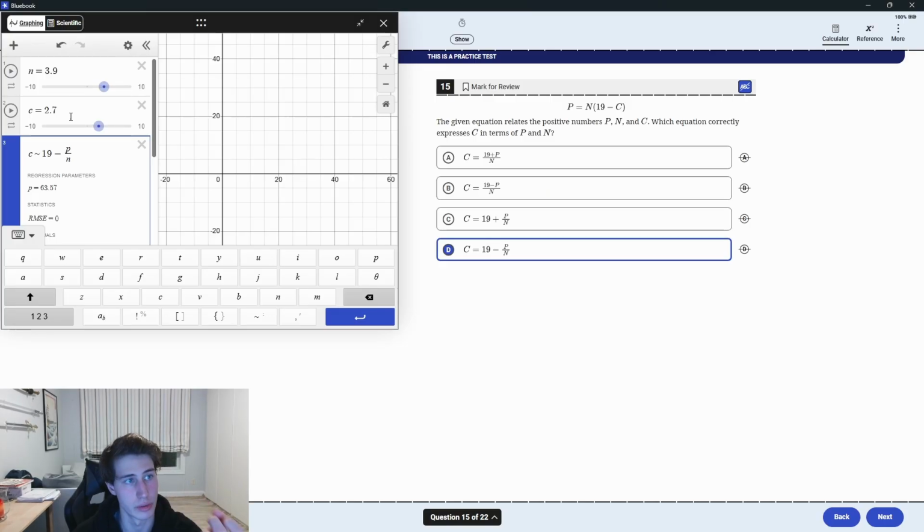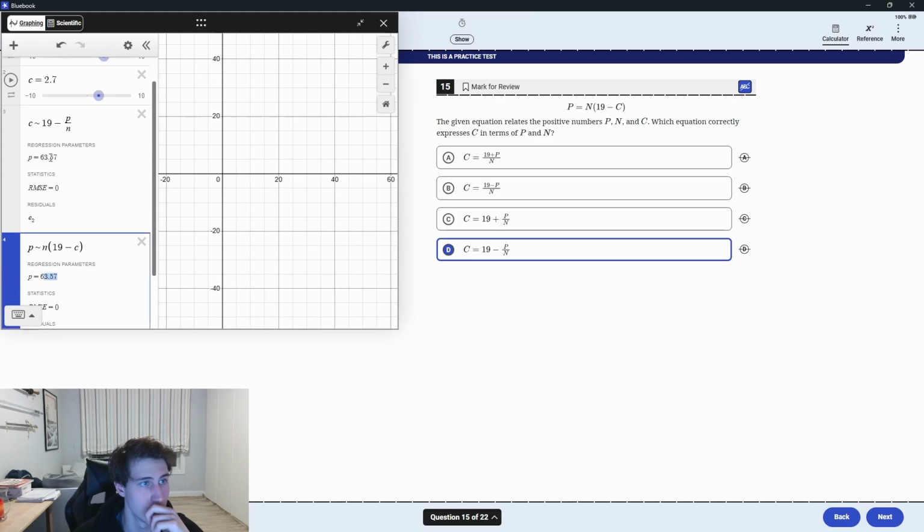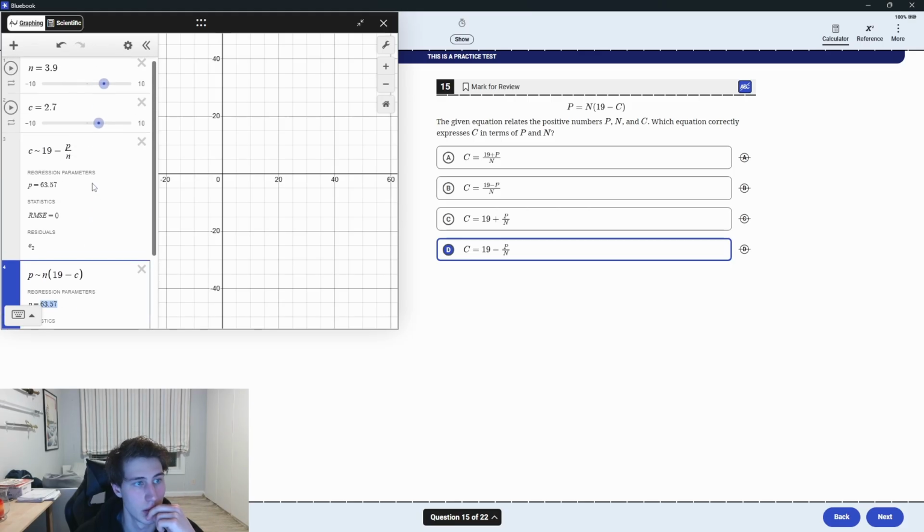Set them to something other than 1, because a lot of the time you might get two answers that are the same because these constants are set equal to 1, and they might change each other up. So set them to random numbers. And then look at this, P is equal to 63.57, P is equal to 63.57, and since they're the same number, that means that they're the same equation, and both of these equations are correct.